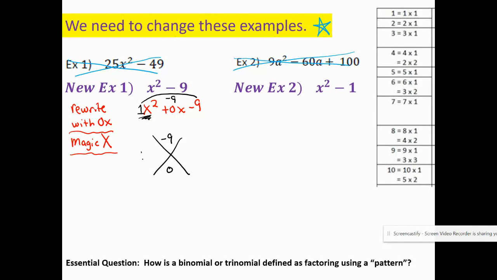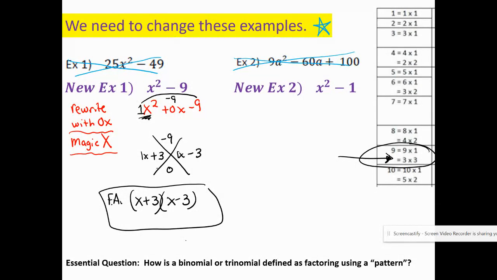We always write down the first term, 1x, 1x. So what multiplies to 9 and gets us to 0? It's going to be 3 and 3. Positive 3, negative 3 adds to 0 and multiplies to negative 9. So our final answer is x plus 3 and x minus 3. Okay.